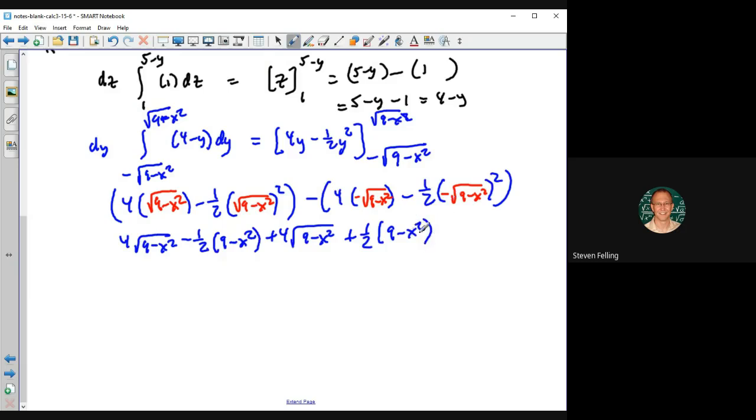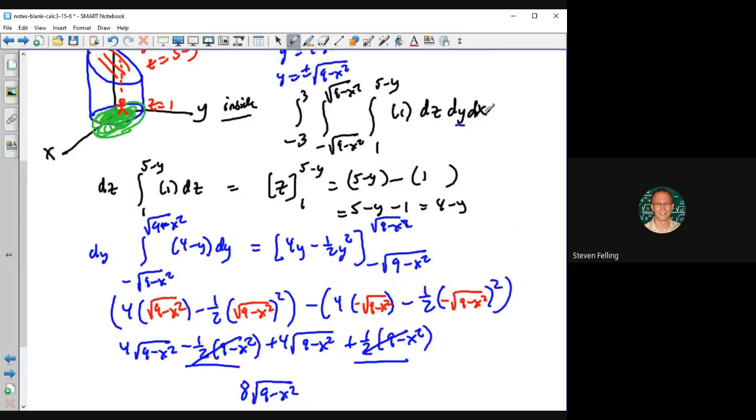Okay. So we did get some cancellation because this and this are the same but opposite signs. And so this would end up being 8. 4 and 4 together is a total of 8 square root of 9 minus x squared. All right, so unfortunately not that great. And then the final one is x.